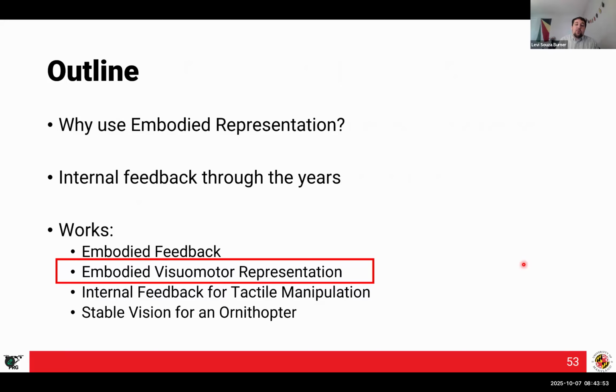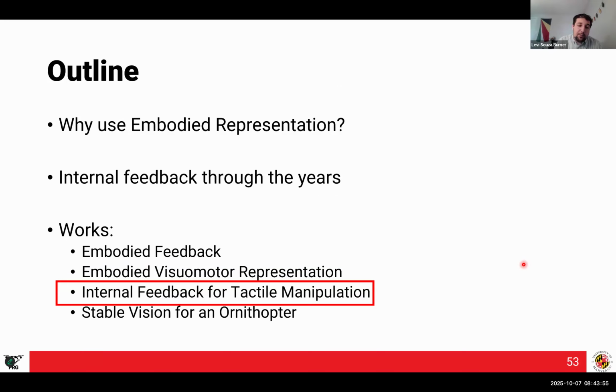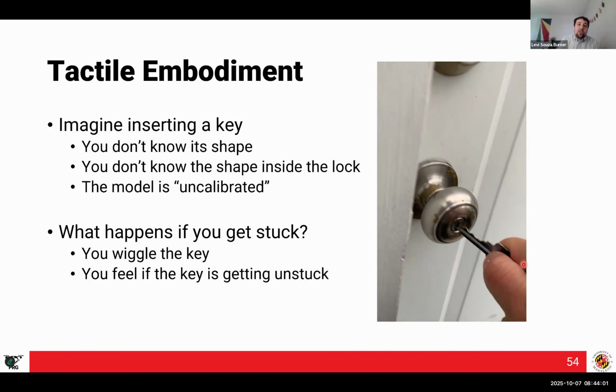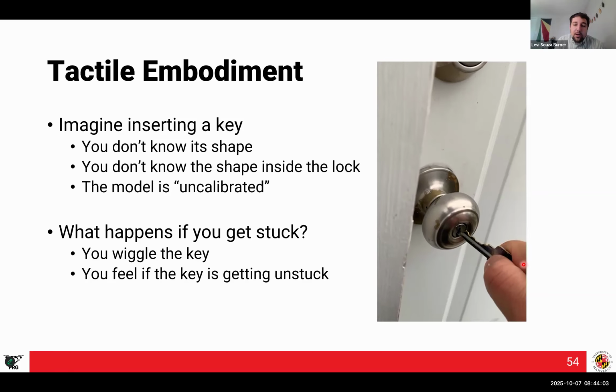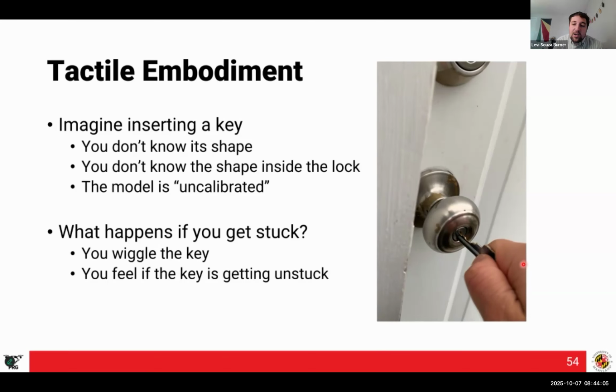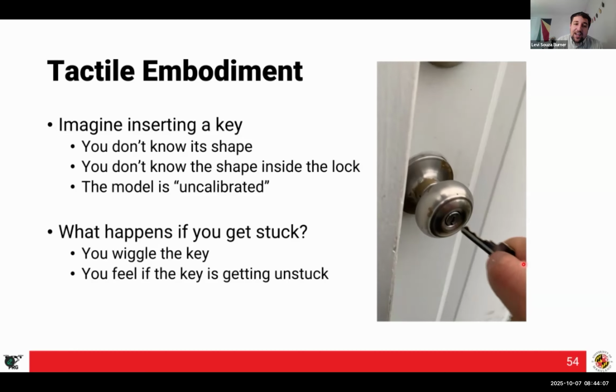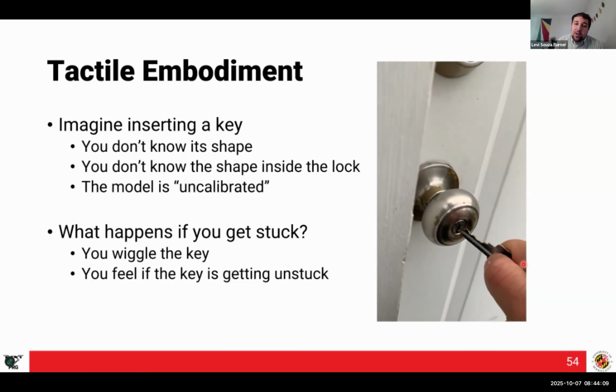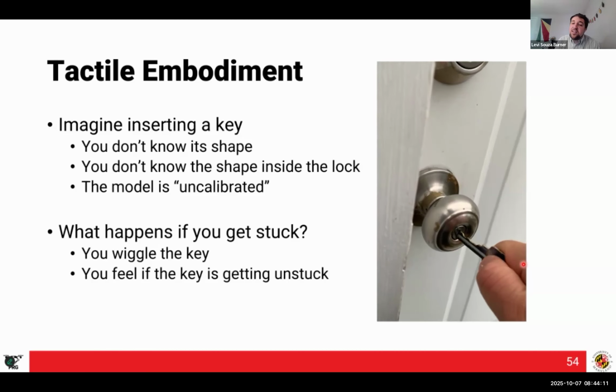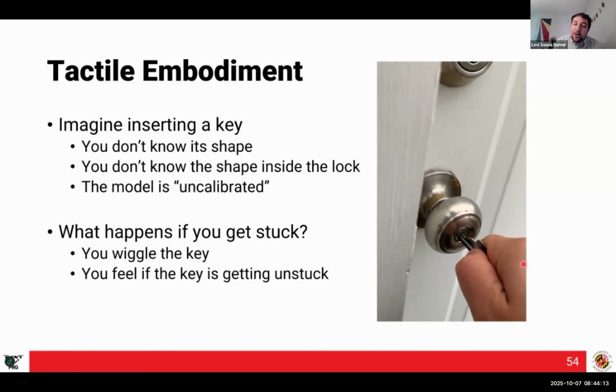And so we explored this idea with two follow-up works, which I will outline briefly. The first was key insertion. When you go to insert a key into a lock, you don't exactly know the shape of the key. You don't know the shape that's inside the lock. And for this reason, we can say that your model of the world is uncalibrated.